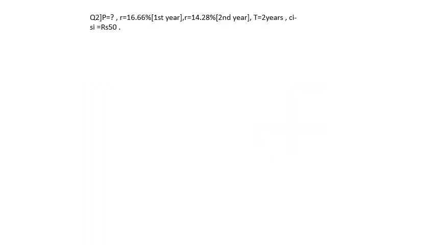Question number 2. Principal we have to find. Let me just change the pen color, make it black. Principal we have to find. Rate of interest 16.66% for the first year, and the second year is 14.28%. This is basically 1 by 6 and this is 1 by 7. Assume the principal to be 42.